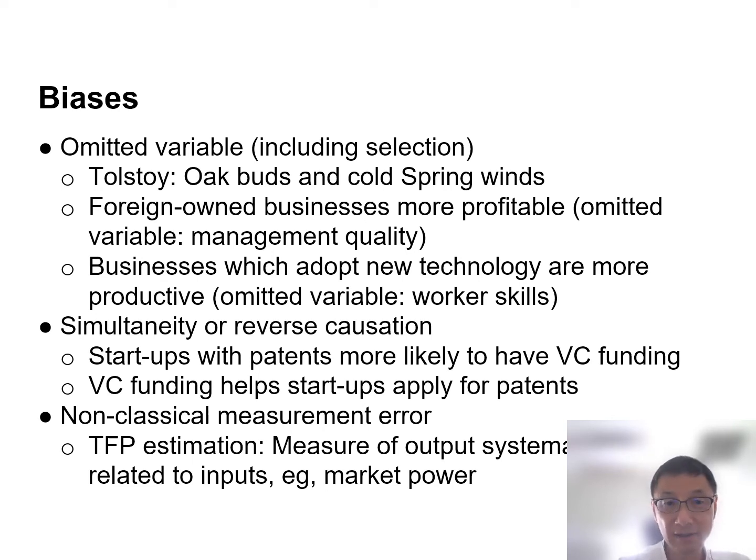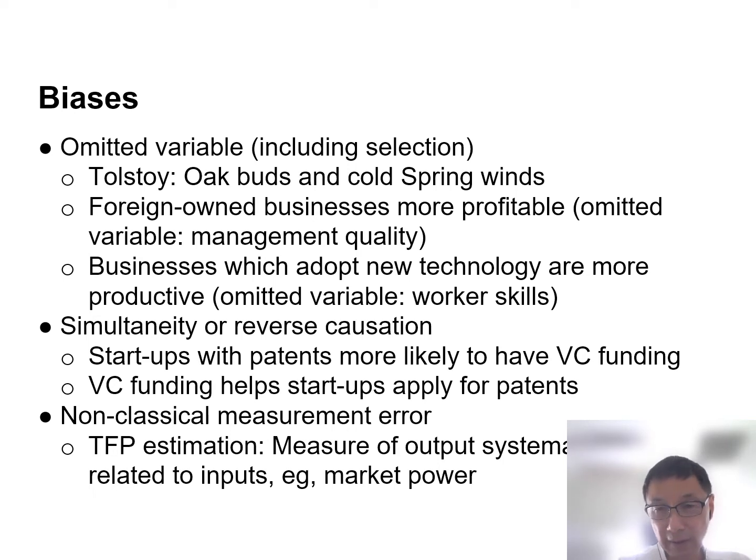A third source of confound or bias is measurement error, which is non-classical. The classical measurement error is where, when we measure y or x, the errors in the measurement are not correlated with the y.